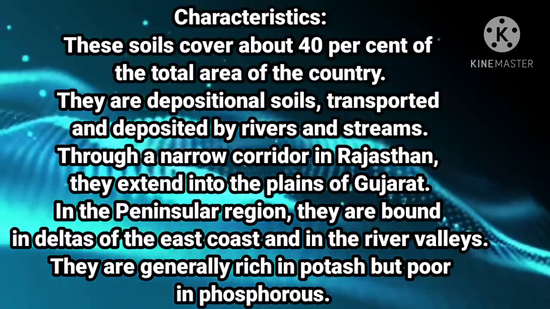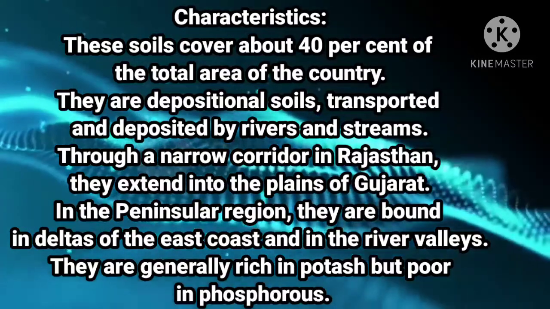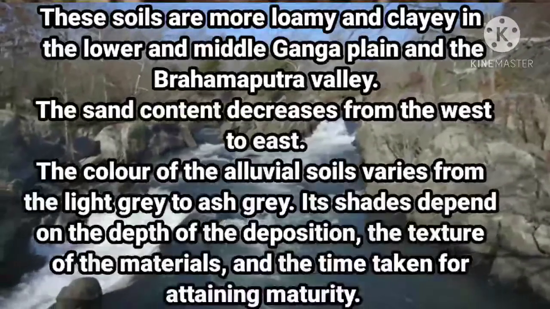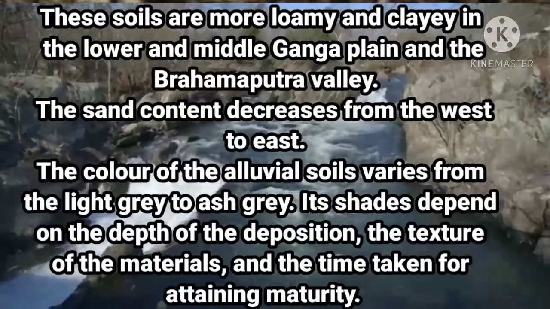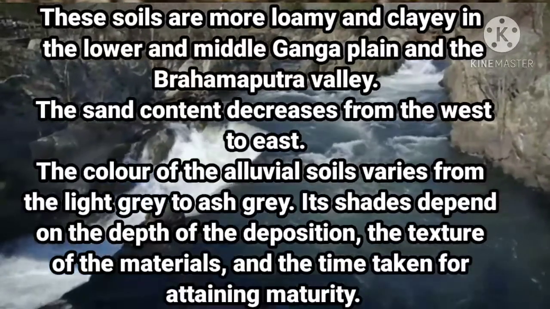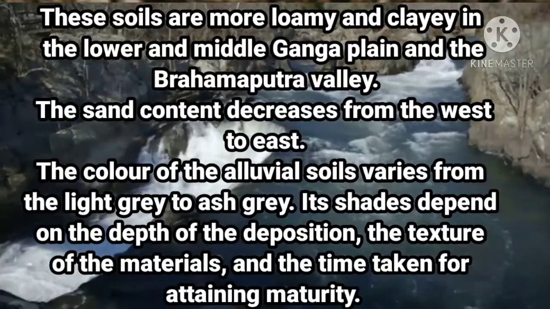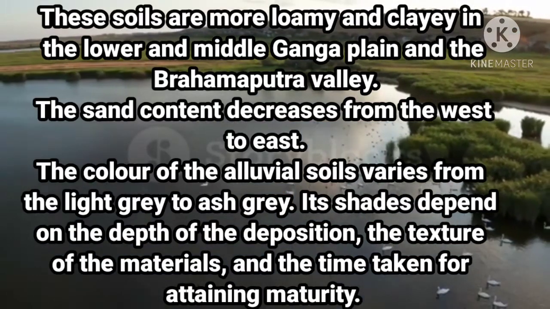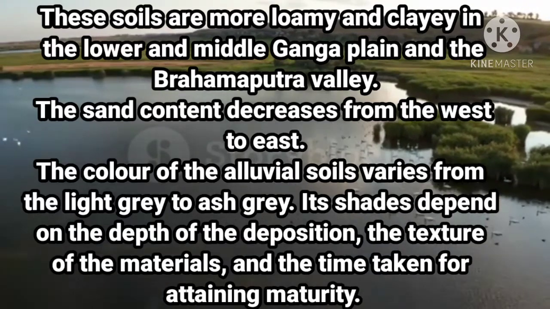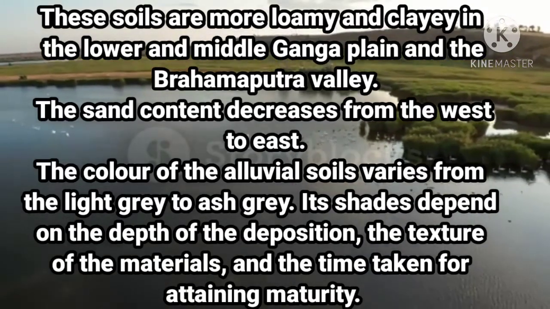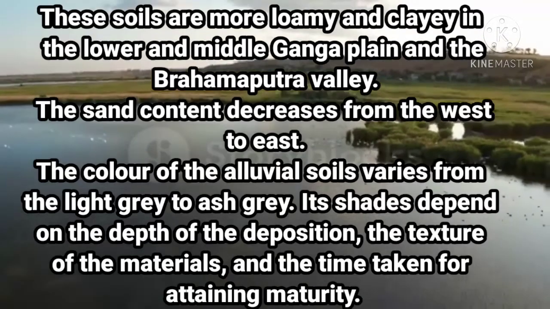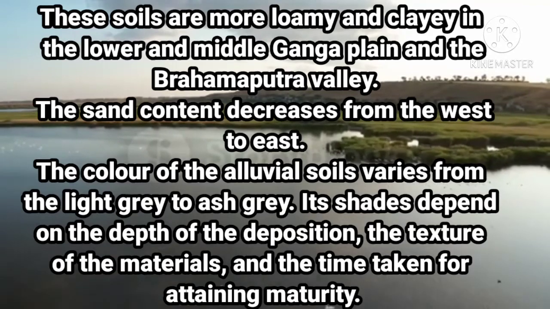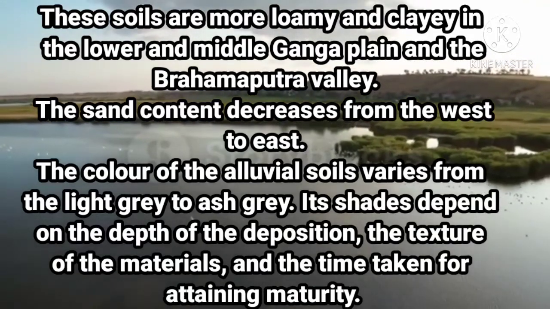The alluvial soil can be of three types. Number 1 is Khadar soil, number 2 is Bangar soil and number 3 is the newest alluvial soil. The finer and new alluvium deposited in floodplains is called Khadar, whereas the older alluvium is known as Bangar, and the newest alluvial soil is the fine alluvium in deltas.